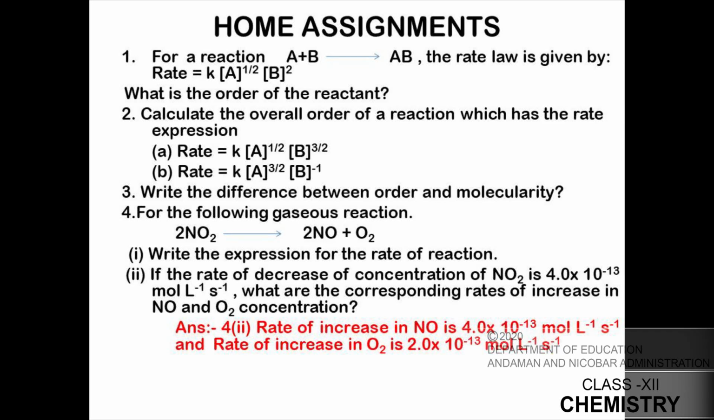In the fourth question, you are provided with a gaseous reaction, where nitrogen dioxide reacts to give nitrogen oxide plus oxygen. For this reaction you have to write the rate equation, and a numerical is given in this part: if the rate of decrease of the concentration of NO2 is 4.0 into 10 to the power minus 13 mole per liter per second, then what are the corresponding rates of increase in NO and O2 concentration? The answer is given to you. So students, try to solve these problems and write them in your notebook.